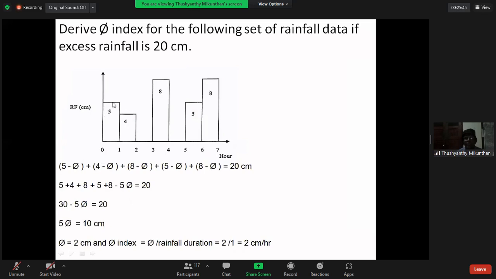This is 5 centimeter rainfall, 1 hour duration. Again another 1 hour duration, 4 centimeter rainfall. No rainfall, 8 centimeter rainfall. Then no rainfall, 5 centimeter, 8 centimeter.